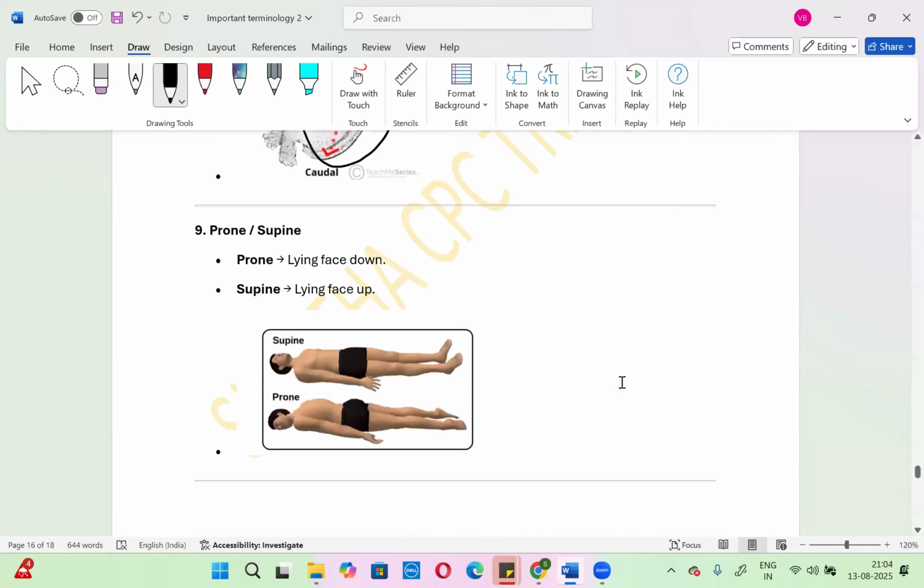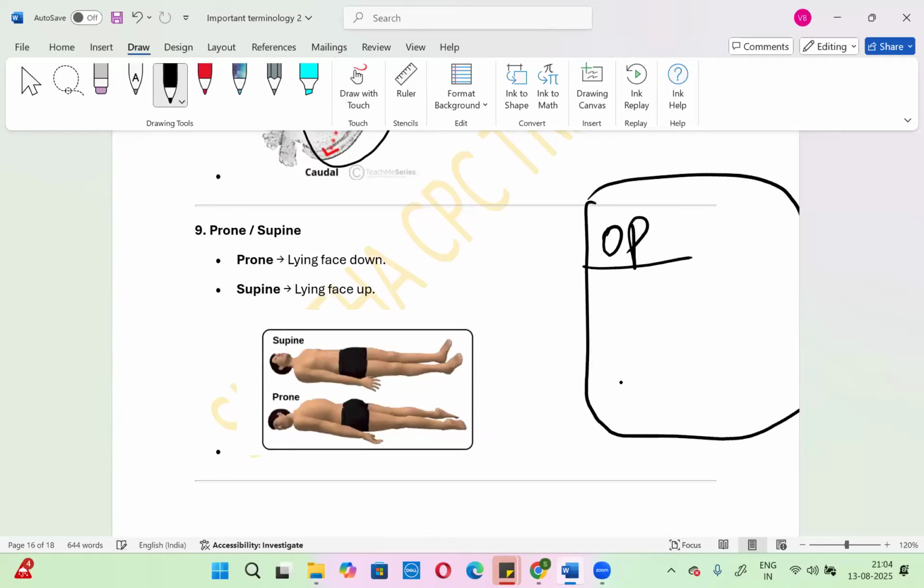Okay. Next is prone and supine positions. This is very, very important. Why? Because you will be getting the operative note, the surgery note. They will document that the provider has put the patient in the prone position or supine position. What is prone position? As you can see in the picture, prone is lying face down. Supine is face up. As you can see the position of the face and the body, right?